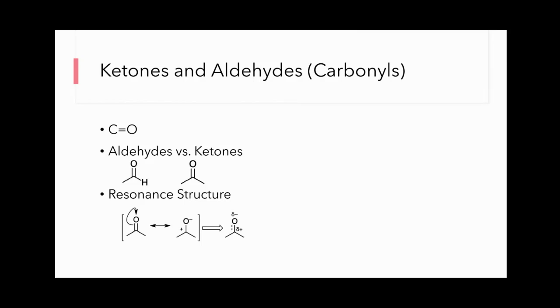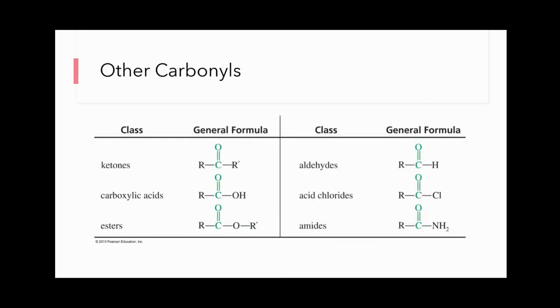So ketones and aldehydes, basically they're going to be C=O bonds, or C with an O with a double bond. They can be aldehydes or ketones. So it could be with a hydrogen or a methyl group or an alkyl group. They do have a resonance structure, kind of like this. These are all the other kinds of carbonyls. The simpler ones are just ketones and aldehydes. The rest are what we call carboxylic acid derivatives.